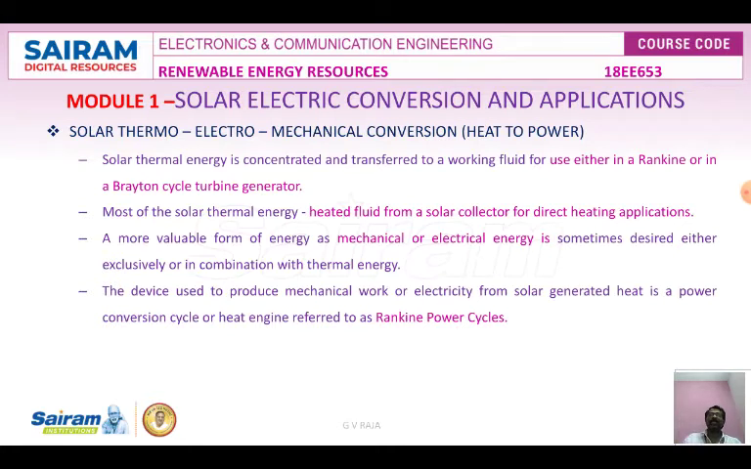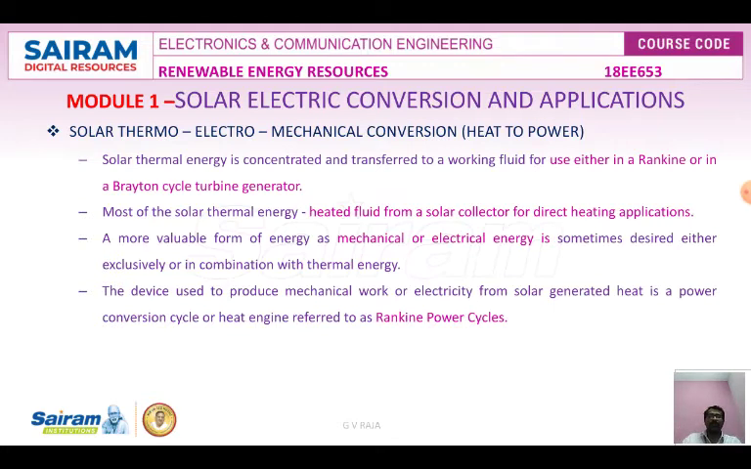Solar energy can be used for generation of electricity in two ways, either by using a solar cell or by using some kind of electromechanical conversion. First we will see solar thermoelectromechanical conversion, that is, we are converting solar energy into heat and heat into power. Solar energy is converted to heat and then to power, that is thermodynamics.